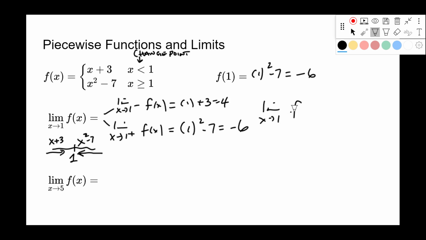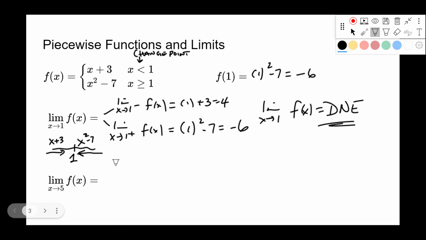So the limit as x approaches 1 of f of x, this limit does not exist. Because from the left and from the right, I don't go to the same place. And that's one of the few scenarios where you can write down the limit does not exist. Okay? All right, now let's try this one underneath, which is maybe a little bit weird.